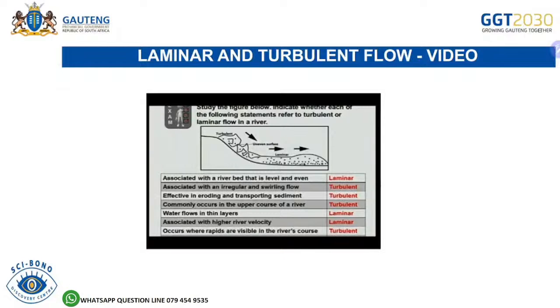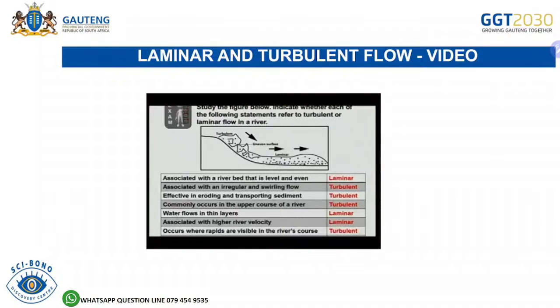Now, all you had to do in this question is they made a few statements on this side, and all you had to say is is it laminar or is it turbulent? It's as easy as that. Have a look at that. Associated with the riverbeds that's level and even, of course, then it would be laminar if you've listened to our discussion. Associated with irregular swirling flow, the turbulent flow, turbulent. Well, look, so easy is this.